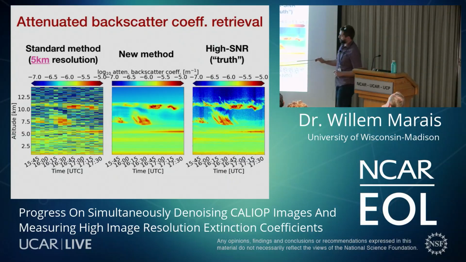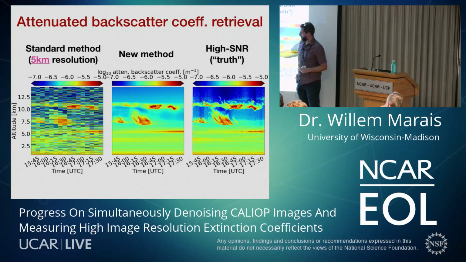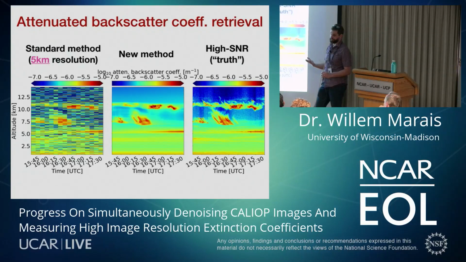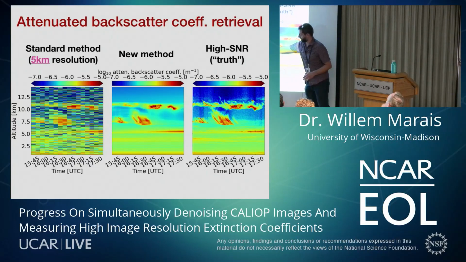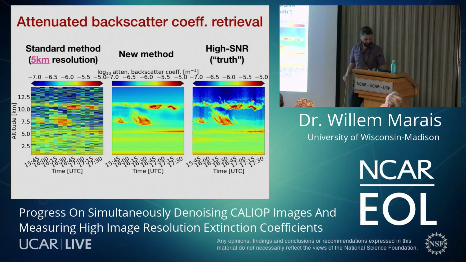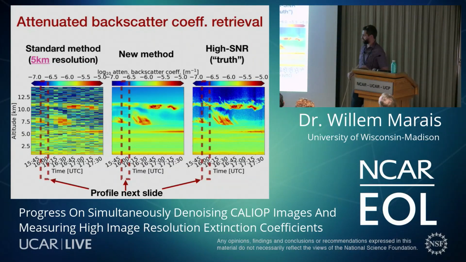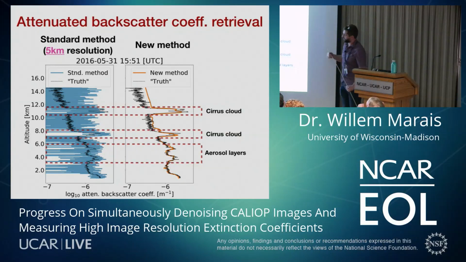If we reduce the resolution of the noisy image from 1/3 of a kilometer to 5 kilometers, this is how the result would look. The SNR has been increased, but there's still a lot of residual noise. But you were able to retrieve some of the aerosol layer and the cirrus clouds. I'm going to quantify the results by taking individual profiles and plotting them, so you can see how they compare quantitatively.